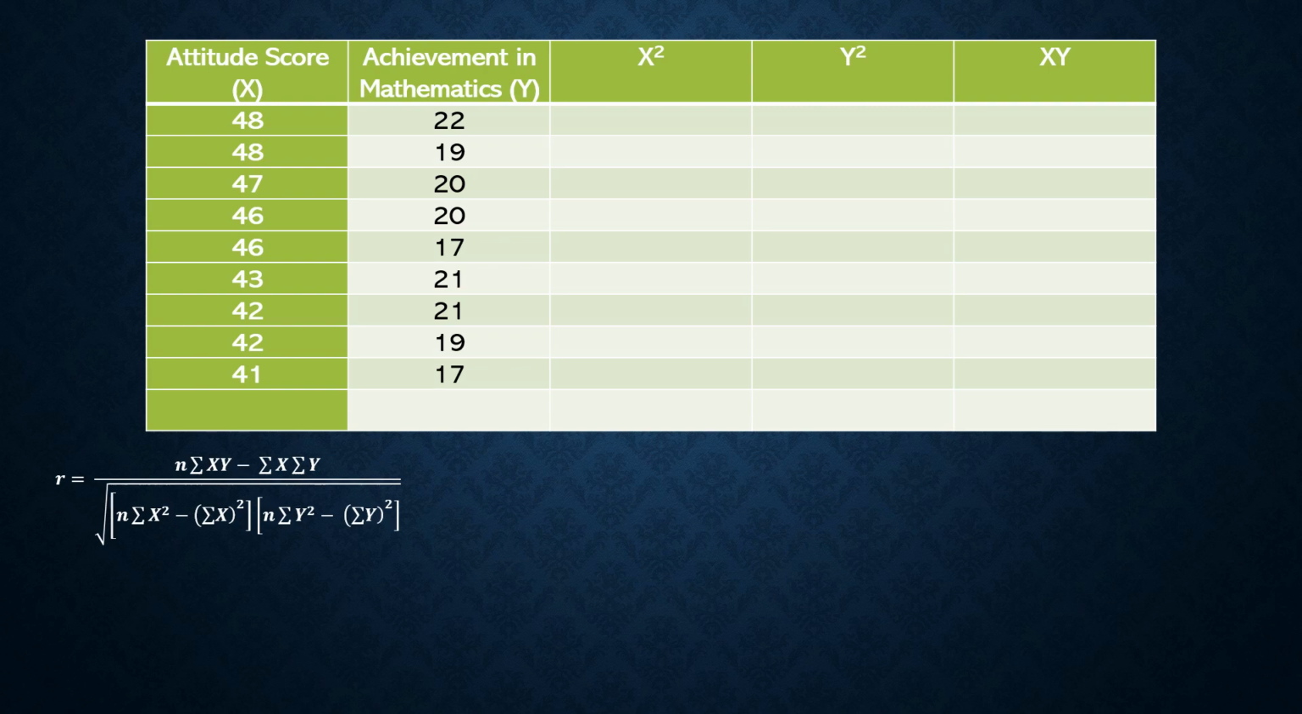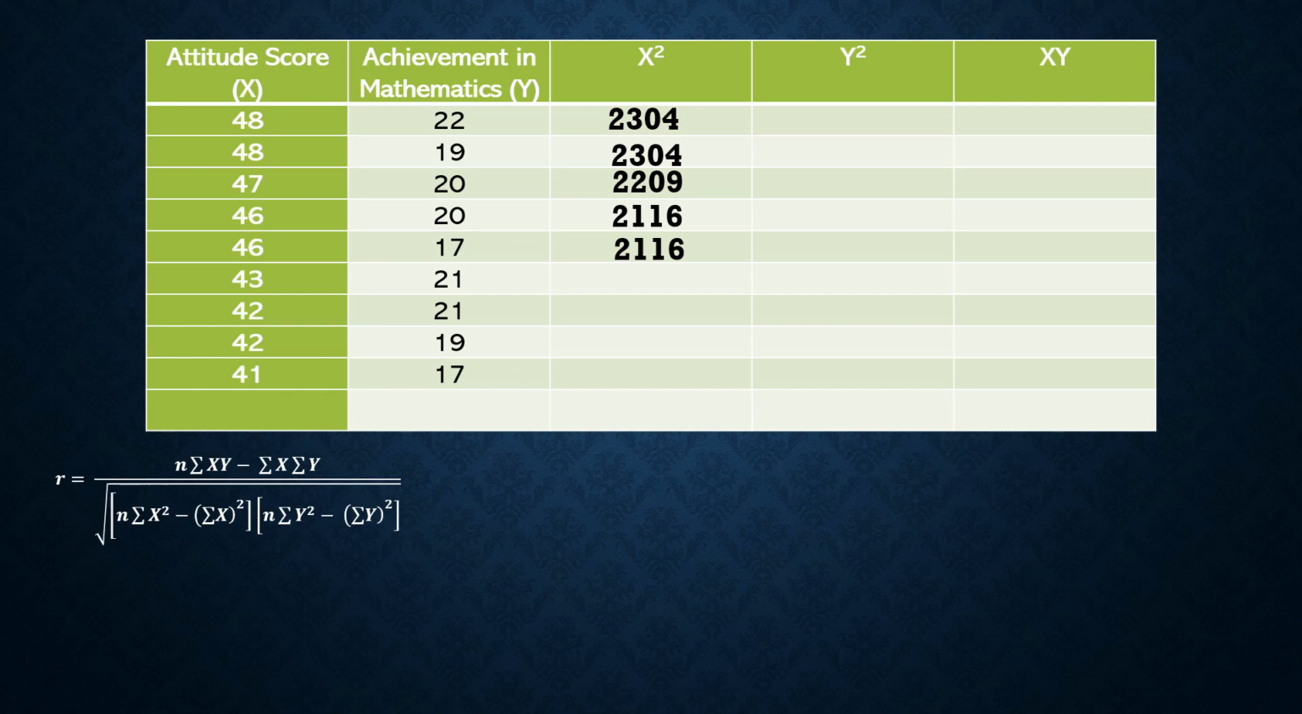Let's now have the x squared. So we have 48. 48 times 48 is 2,304. Again, we have 48, and that's 2,304. Next is 47. 47 times 47 is 2,209. Next, 46. 46 times 46, we have 2,116. Again, next is 46. 46 times 46 is 2,116.